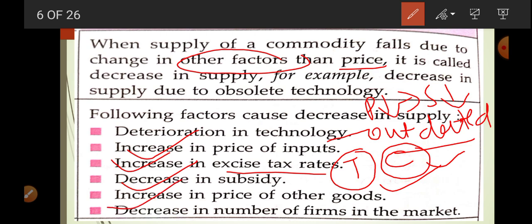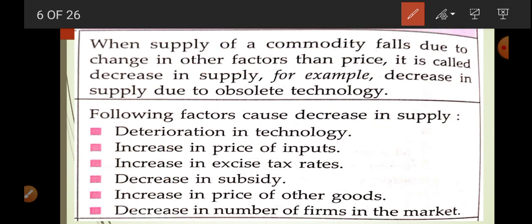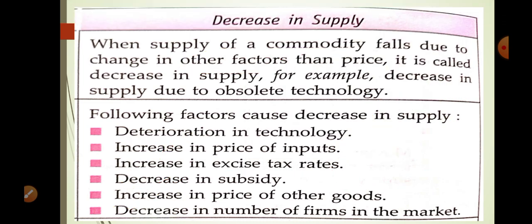Decrease in the number of firms in the market. If you take the example of black and white TV, there is no firm at this time producing black and white TV. Why? Because there is no demand in the market. If the number of firms decreases, it means supply also decreases. So, students, these are the factors because of which we face a decrease in supply.